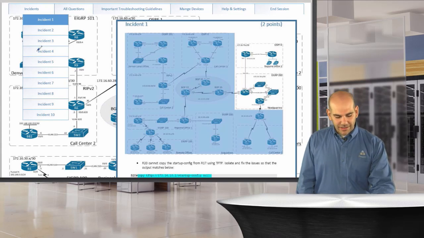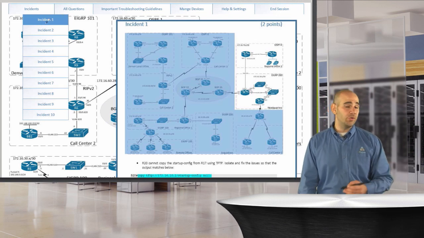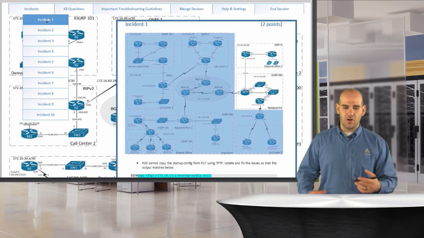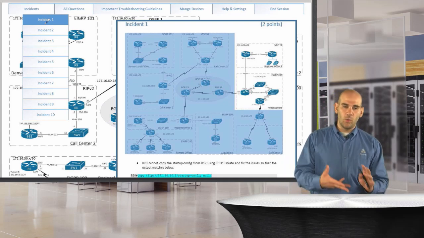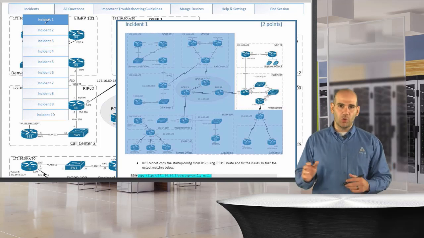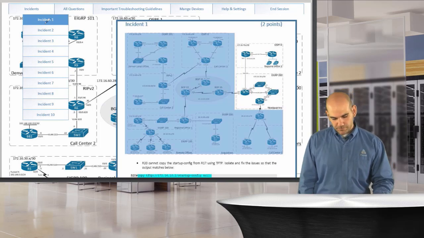Once you click incidents and it provides this drop-down box for you, you're going to be able to click on any one of these incidents in any order that you want. You can go back and forth. This is not like our CCNA exam or our CCNP exams where once you were done, you couldn't go back. You can go back and forth. It doesn't matter what order you do these in, okay?